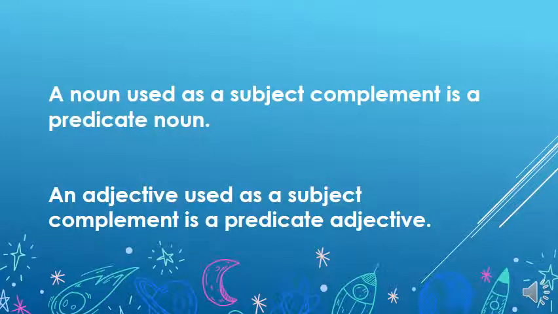So let's see this. If the subject complement is a noun, it is a predicate noun. If it is an adjective, it's a predicate adjective. So if the subject complement is a noun like the word captain in the previous example, we call it a predicate noun. If it is an adjective like the word sad, when we said the idea seemed sad, sad is an adjective. So we call this complement a predicate adjective.